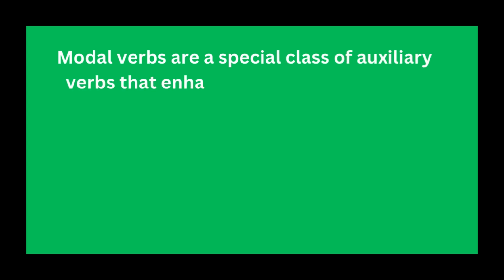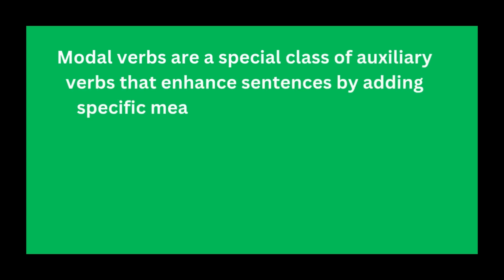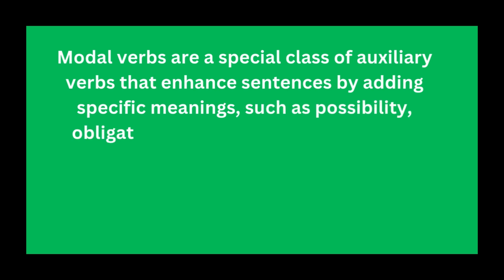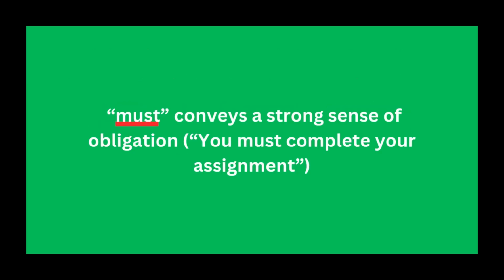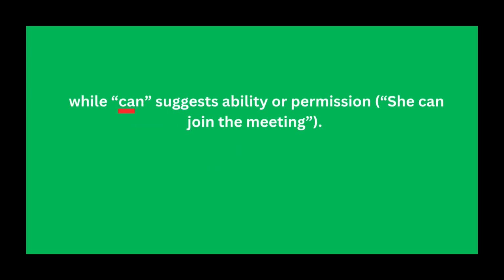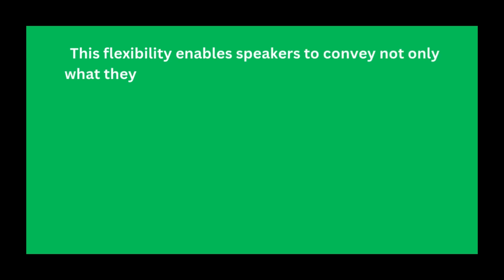Modal verbs are a special class of auxiliary verbs that enhance a sentence by adding specific meanings such as possibility, obligation, or permission. For instance, using the word must conveys a strong sense of obligation. You must complete your assignment, while can suggests ability or permission. She can join the meeting. This flexibility enables speakers to convey not only what they are saying, but also how they feel about it.